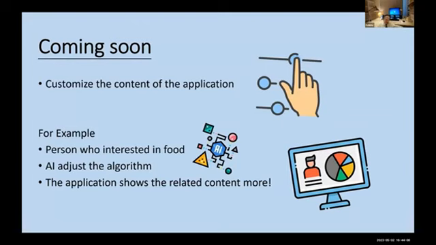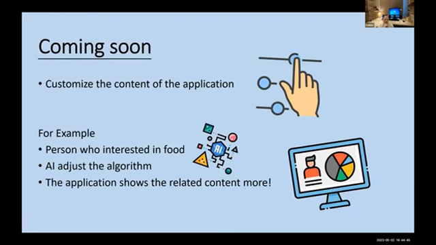So as the person looks at this kind of content, we may develop an algorithm to adjust the content for this user. So the website will show more related content to the user, while the other kinds of content, like sport, games, something else, will be decreased. So there will be more content about food, related to the person's hobbies.